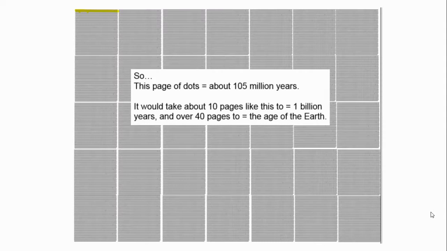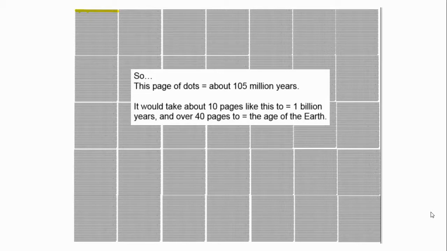So let's take those pages of dots and multiply them. Now we've got 35 pages of those dots, and yet we still only have about 105 million years of time on this page. It would actually take 10 pages like this to make up 1 billion years.